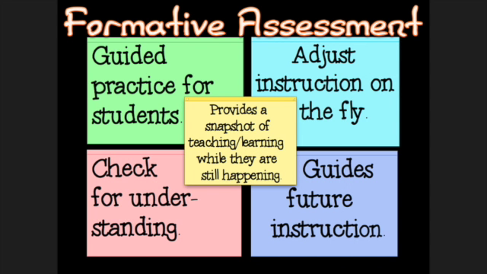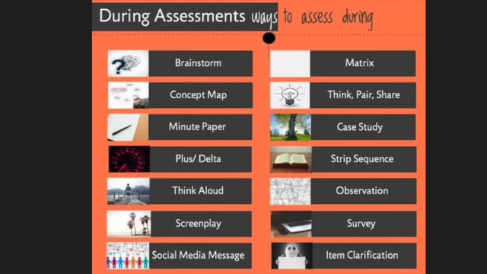This formative assessment is providing a snapshot of how teaching and learning occurs while it's actually happening in the classroom and gives us guidance on where to go next. There are several types of things we can do to differentiate that assessment during instruction. We might have a think aloud or a minute paper, a concept map, or even an observation of what we see our students doing while they're having discussions during a think, pair, share, or creating a screenplay.